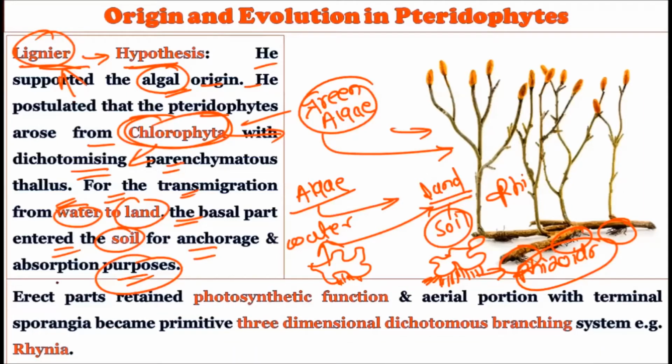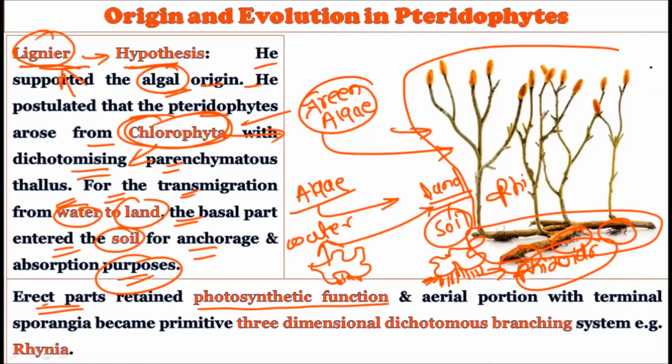The erect parts, on the other hand, the above portion, retained the photosynthetic function. Observe, this is Rhynia. Consider that this is a rhizome and this is an aerial portion. Now according to Lignier, what happened? Consider this is an algae, a thalloid algae, and when this thalloid algae transmigrated from water, consider this is in the water, and now it transmigrated into the land.